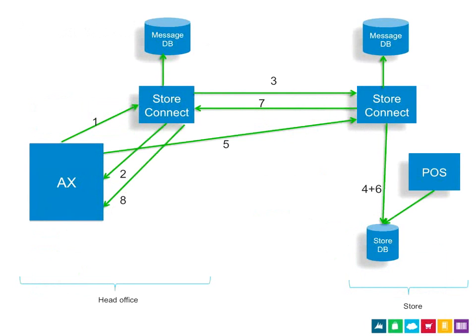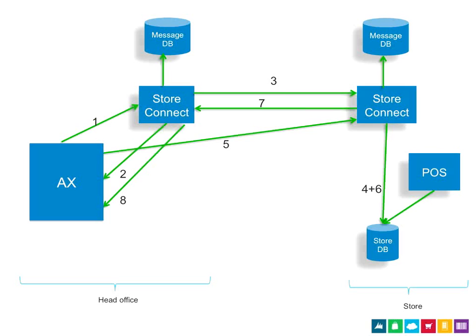This is a more detailed view of the sequence for both data downloads and data uploads. In both scenarios, the first thing is the request going out from AX. If it's a data download, we're first talking to the Store Connect at HQ, which turns around, executes this query, gets the data, and then sends it down to the Store Connect in the store. From there, it goes into the store database.